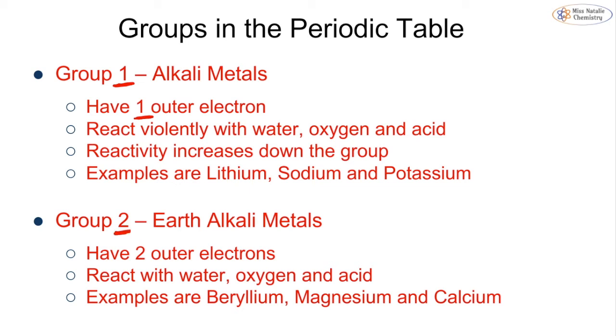Group number 2, the alkaline earth metals, all have 2 outer electrons. They are again going to react very similarly with water, oxygen and acid. So they're going to have the same sort of reactions because they all have 2 outer electrons. And examples are beryllium, magnesium and calcium.